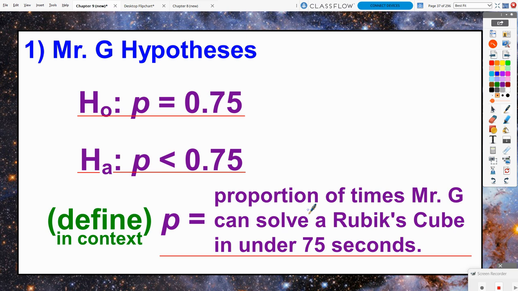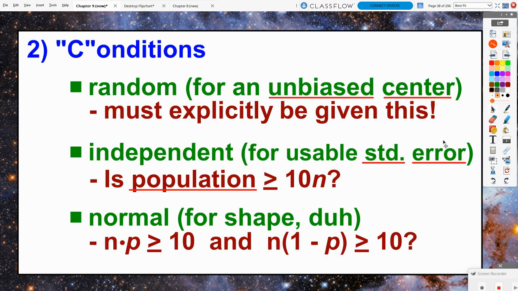the 3 C's like we did with confidence intervals last chapter. There will be some small differences here and there, but the conditions for the most part are going to look very, very familiar. So they're the same 3 conditions. We have the random condition, the independent condition, and the normal condition. Now, the random condition is to basically establish an unbiased center. And again, you have to be explicitly told that your sample was a random sample or it was an SRS.